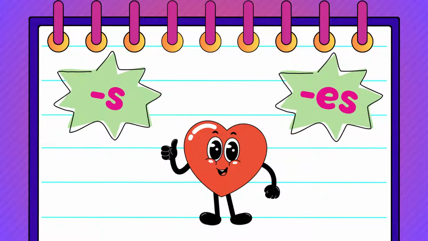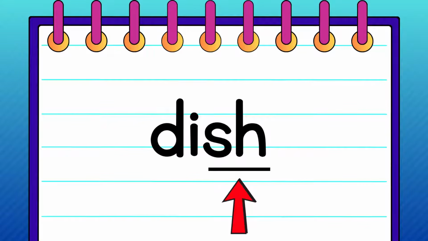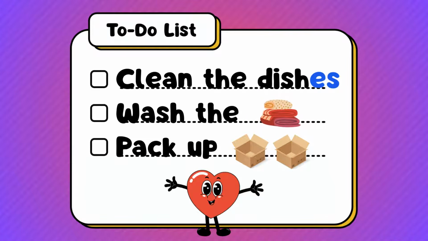This is great learning, Sparkle. I understand when to add an S and when to add ES. I'm going to finish my list now, and you can tell me if I spell the words correctly. The first thing on my list is clean the dishes. The word dish ends with SH, so I know that I need to make it a plural by adding ES. Clean the dishes.